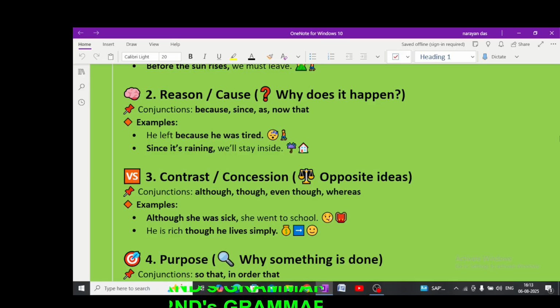Now, he left. Why did he leave? The answer is because he was tired. So because he was tired, this adverb clause answers the question asked to the verb left, and it is about reason. Since it's raining, we will stay inside. Since it's raining is the adverbial clause showing the reason. We will stay inside. Why? The reason is since it is raining.